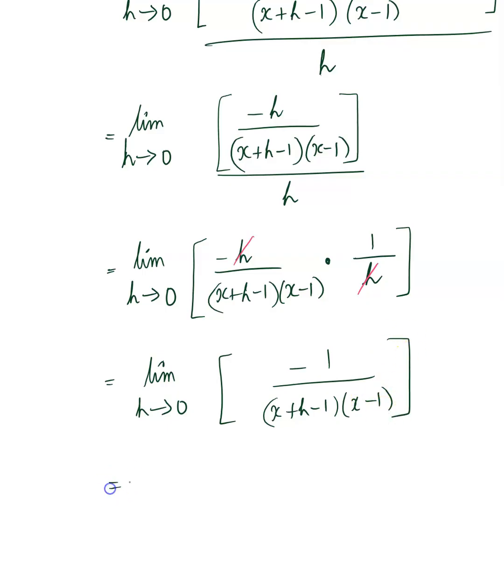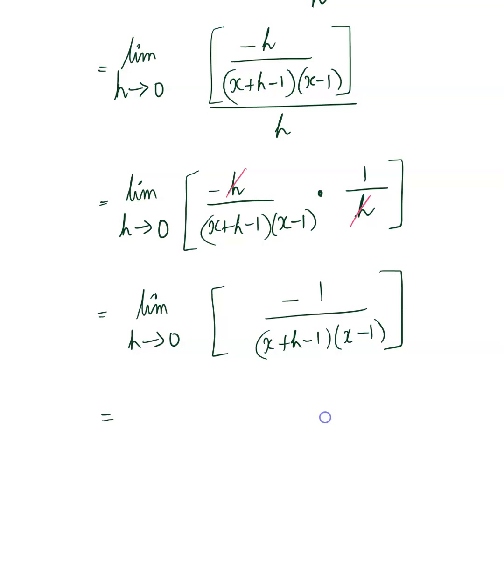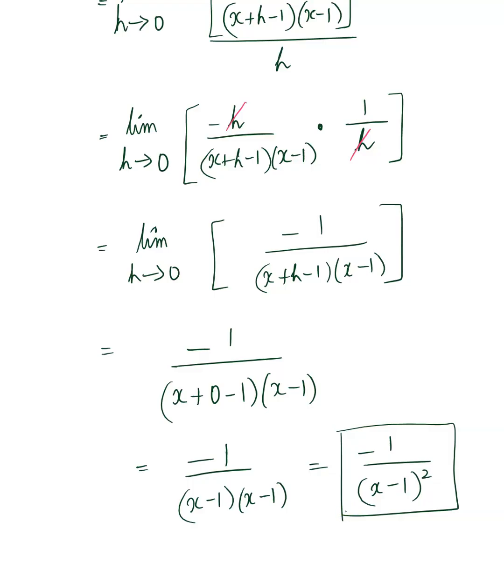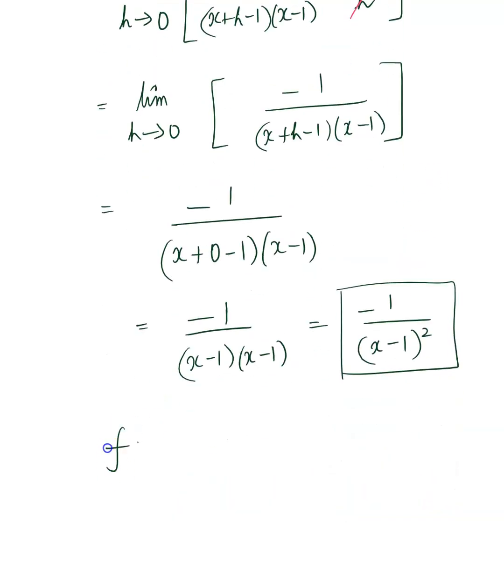And now we can substitute 0 for h, which comes out to be negative 1 over x minus 1 times x minus 1, which is the same as negative 1 over x minus 1, the whole squared. So to put them all together, f prime of x is negative 1 over x minus 1, the whole squared.